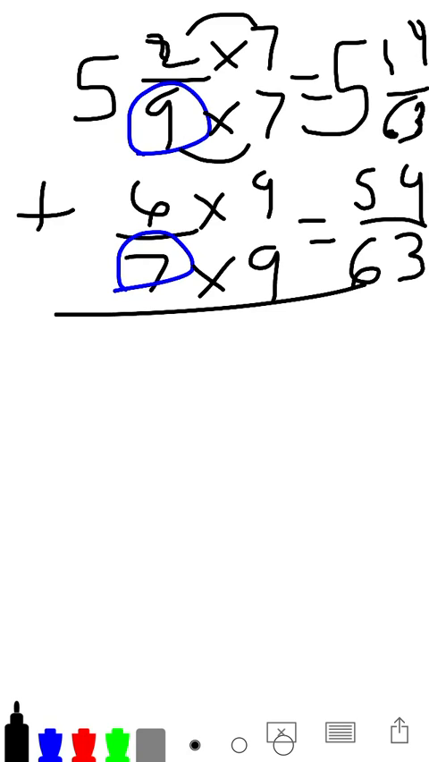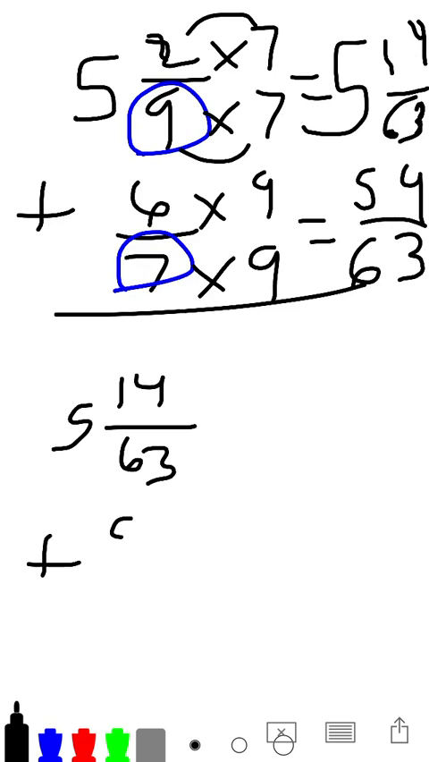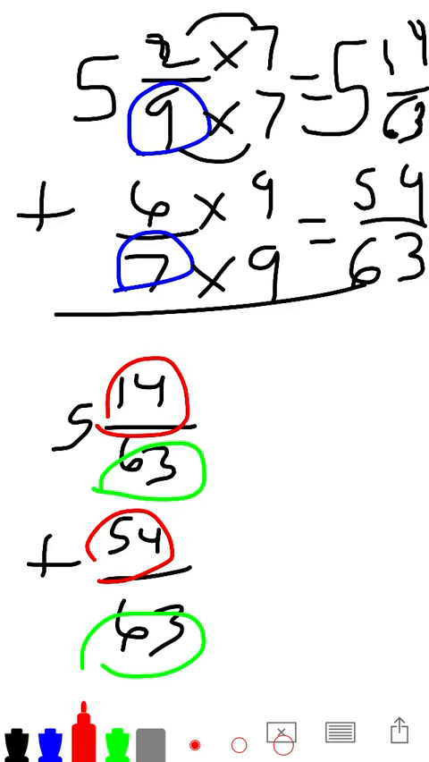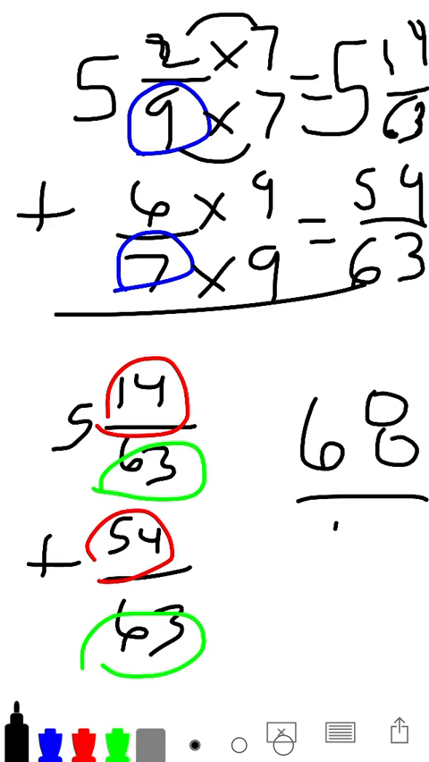Okay, I'm going to rewrite the problem because it looks a little messy up there. So I have 14 over 63 plus 54 over 63. Now you can see I have a common denominator. When I have a common denominator, I can just add my numerators. Okay, so I'm going to go ahead and add my numerators. What is 14 plus 54? So 14 plus 54 is 68. It's my new numerator. My denominator stays the same, 63.